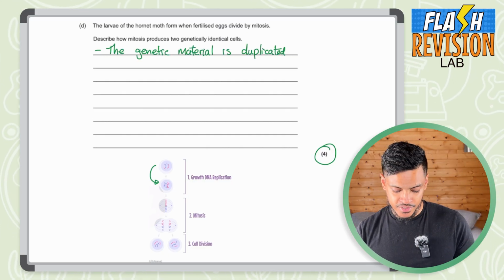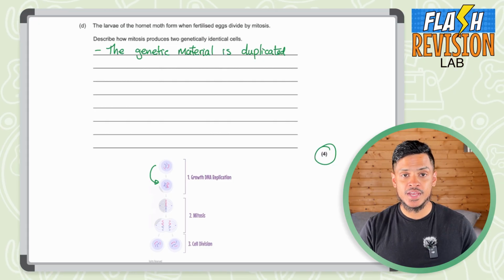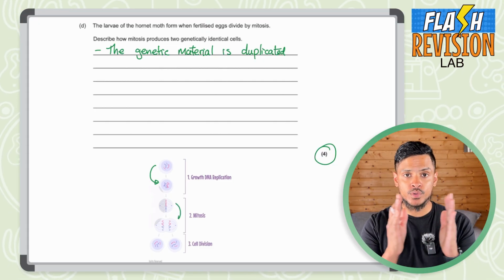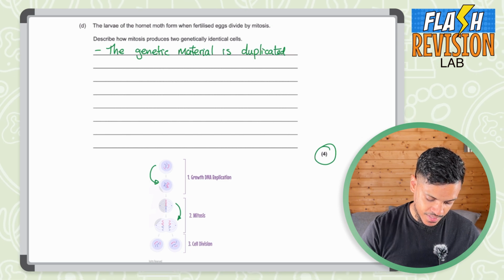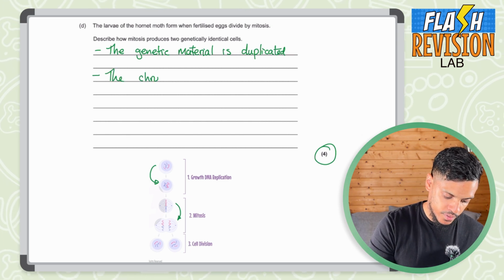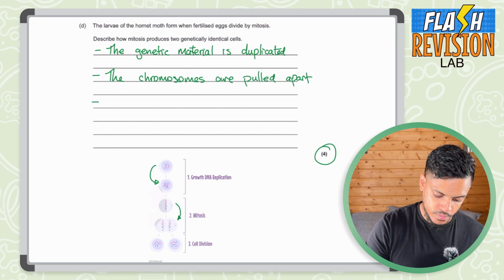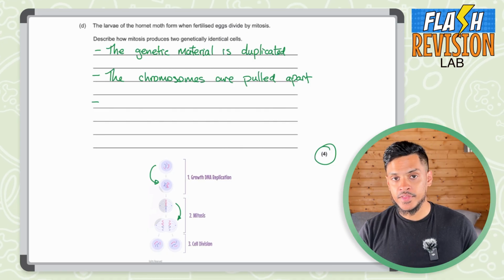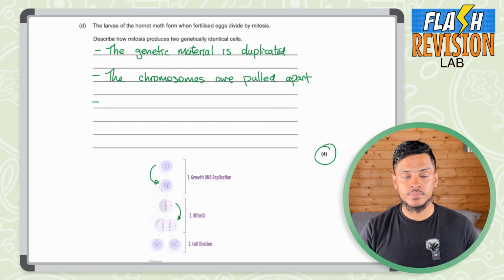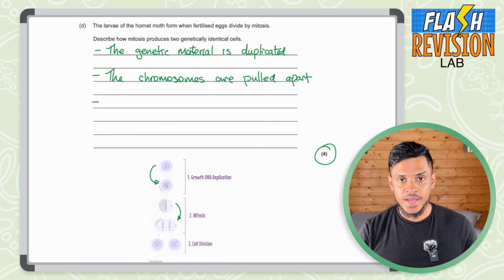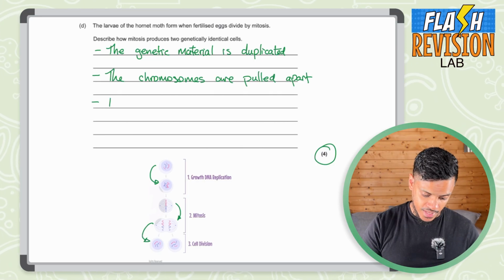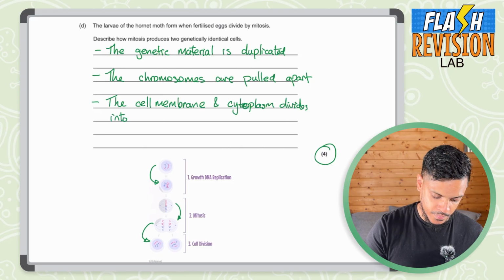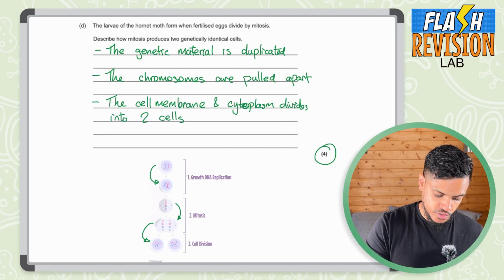Now what happens next? You have these X-shaped chromosomes, and the X-shaped chromosomes are pulled apart to opposite ends of the cell. So you can see that process happening here. So you can say that as your second point. The chromosomes are pulled apart. Now for the third mark, what happens after they've been pulled apart? The new nuclei form, and the cytoplasm and the cell membrane now divide into 2. So that's shown in this stage. The cell membrane and the cytoplasm divides into 2 cells.